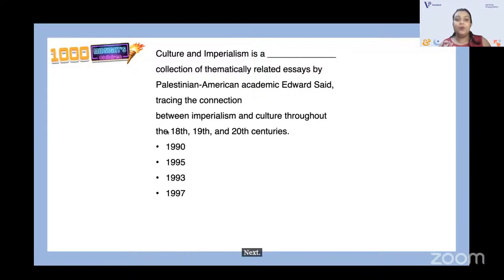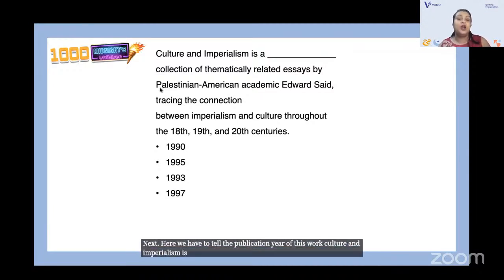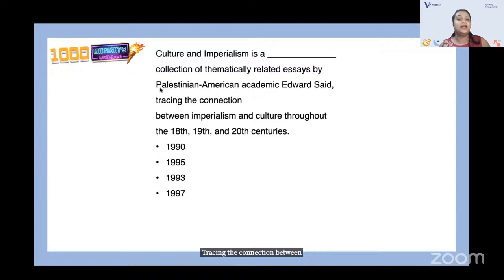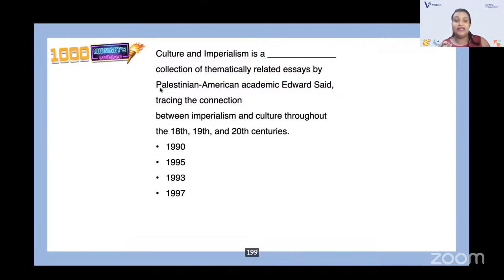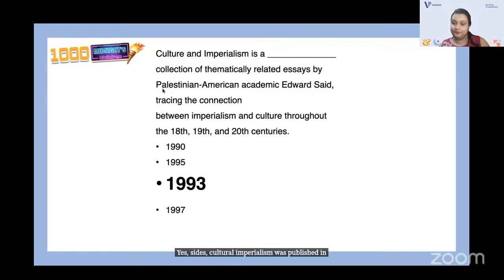Next, here we have to tell the publication year of this work. Culture and Imperialism is a collection of thematically related essays by Edward Said, stressing the connection between imperialism and culture throughout the 18th, 19th, and 20th centuries. In which year was it published? 1990, 1995, 1993, or 1997? Yes, Said's Culture and Imperialism was published in 1993. Correct.